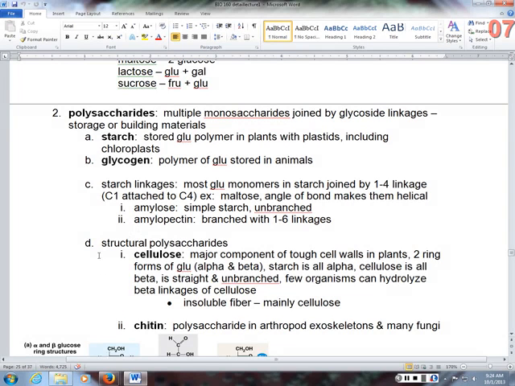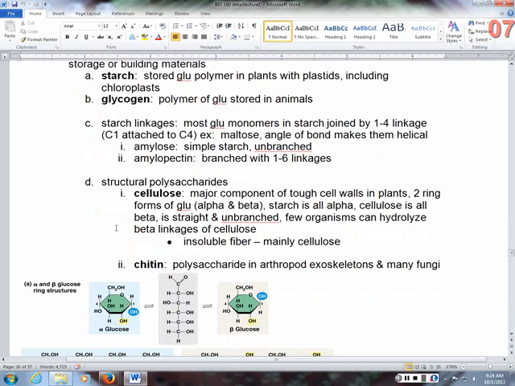Some structural polysaccharides. Cellulose, this one is a tough component of cell walls. You've got the two ring forms of glucose that are going to be either alpha or beta. Starch is all alpha. Cellulose has some beta. It's straight and unbranched. And what's different about this is there's not very many organisms that can hydrolyze the beta linkages. When you have the alpha carbon attached, we've got enzymes that will break that down. We don't have enzymes that will break down the beta linkage.